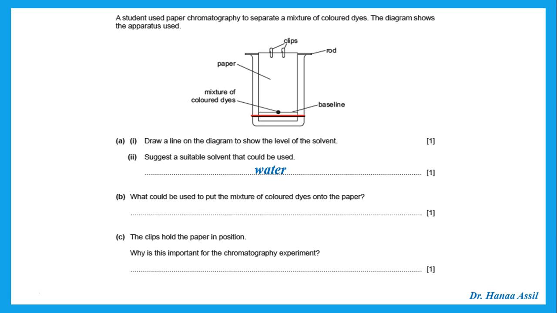What could be used to put the mixture of colored dyes onto the paper? How do I put the spot of the sample on the paper? We just use a drop to put a drop on the paper.